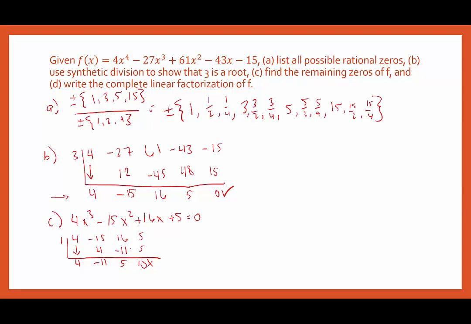Then we would try something else. You could try negative 1 and see if negative 1 works, because we were so close with 1, maybe it's negative 1. So 4, negative 15, 16, 5. That would be 4, negative 19, 19.